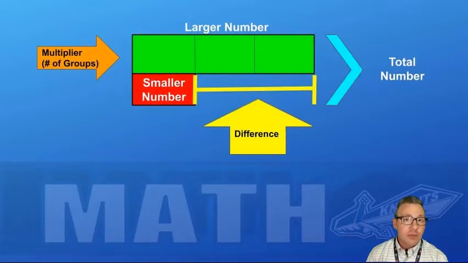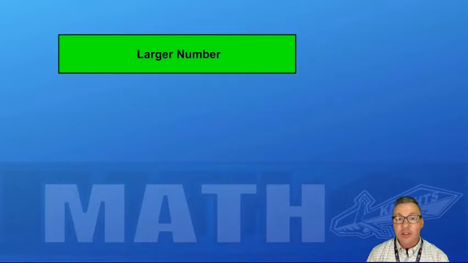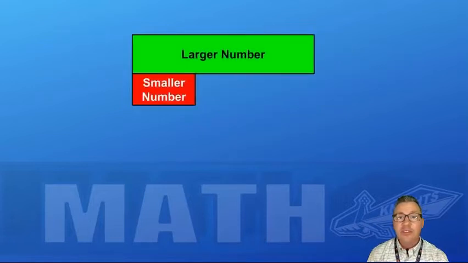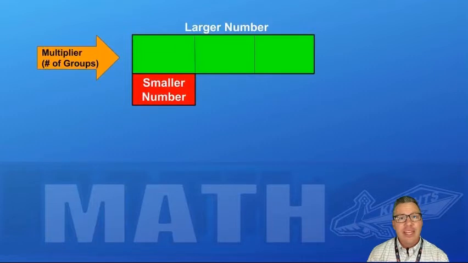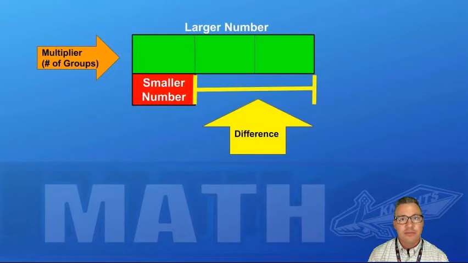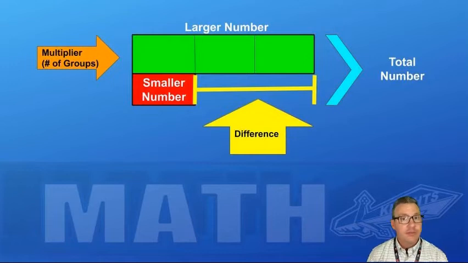This is what the multiplicative comparison looks like in all. It has a larger number. It has a smaller number. It has a multiplier or number of groups. It has a difference, but it can also have a total number. And depending on how the author of the problem asks the question is which part we are going to be looking for when we go to analyze these problems.